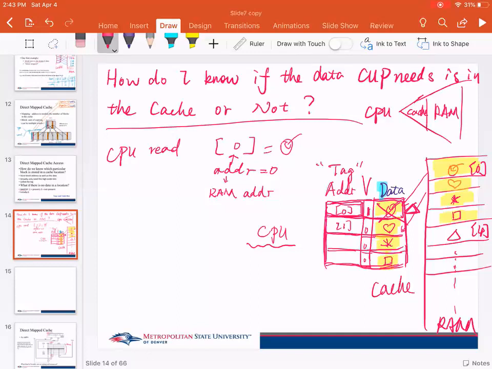So you have to kick the apple out and put the triangle in it.